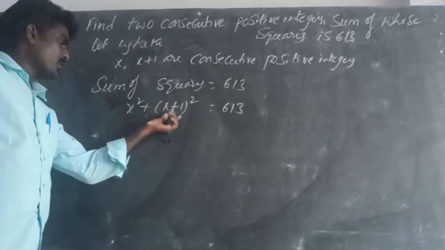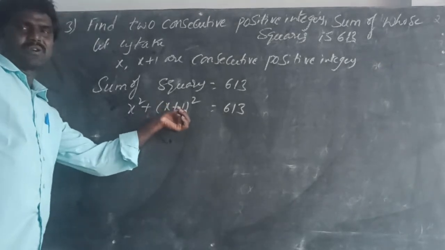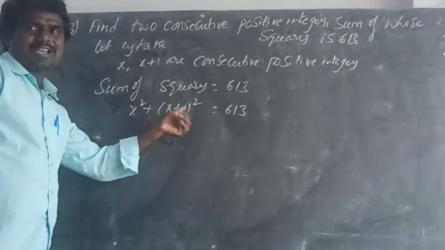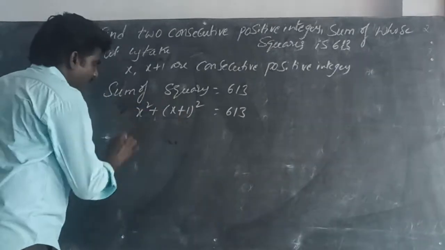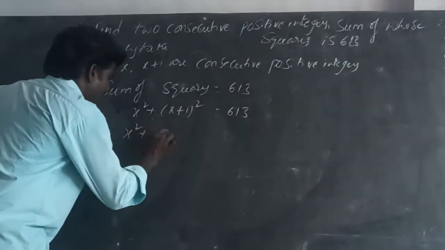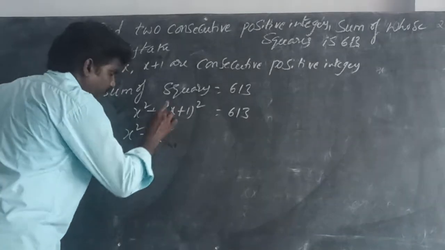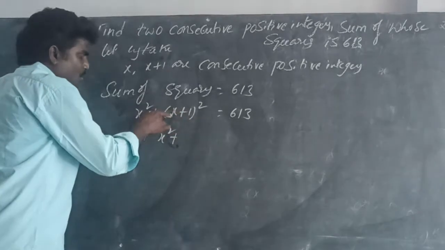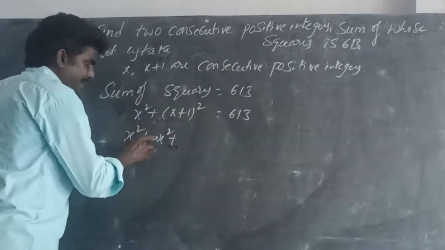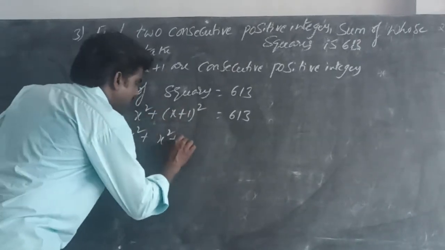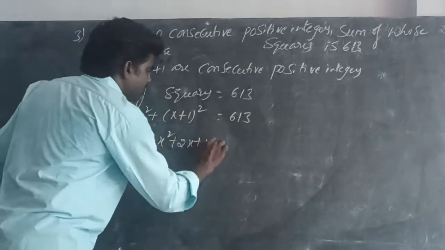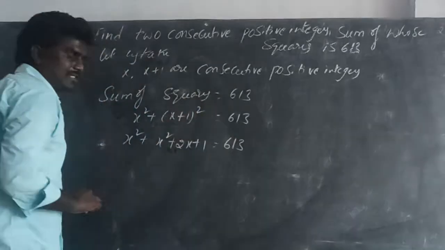So here which formula can we use? (a plus b) whole square. The (a plus b) whole square formula is a square plus 2ab plus b square. So that formula can apply here. Here a is x and b is 1. So (a plus b) whole square is a square plus 2ab plus b square, that is x square plus 2x plus 1 is equal to 613.